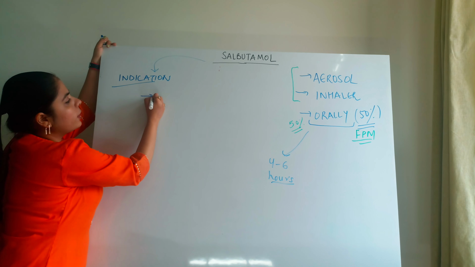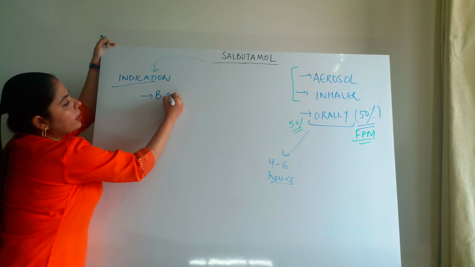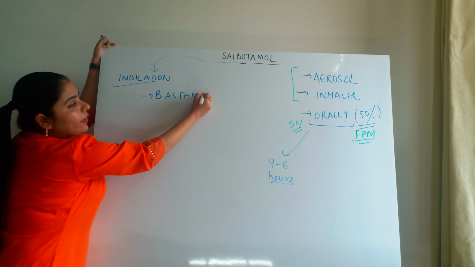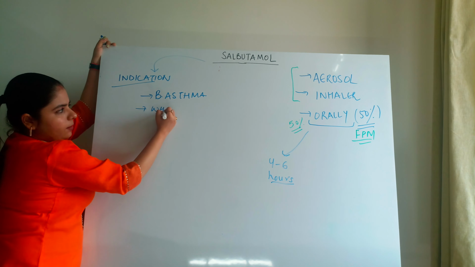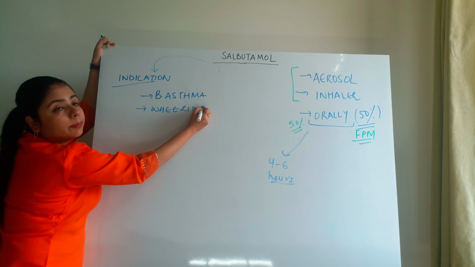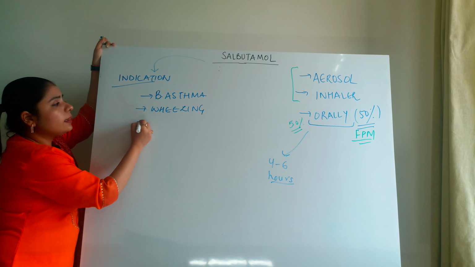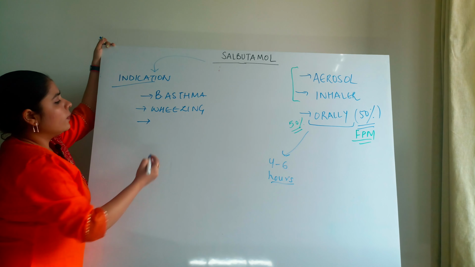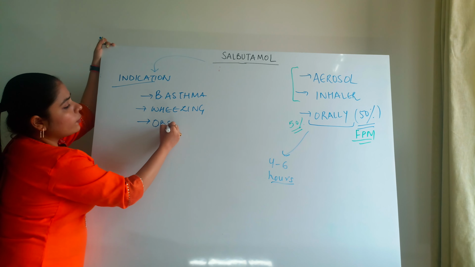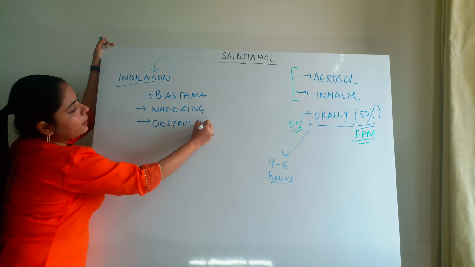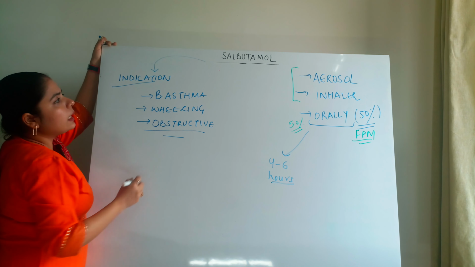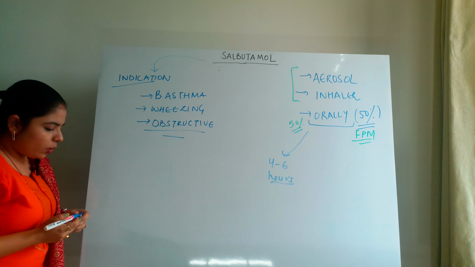When a person is suffering from a condition of bronchial asthma, where they are showing some kind of a wheezing sound when they are breathing, right? When they are breathing, there is a wheezing sound. There is obstructive breathing. So these are the cases where salbutamol is given.